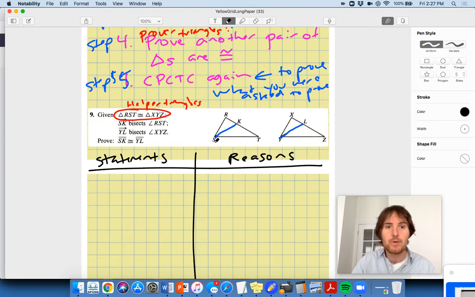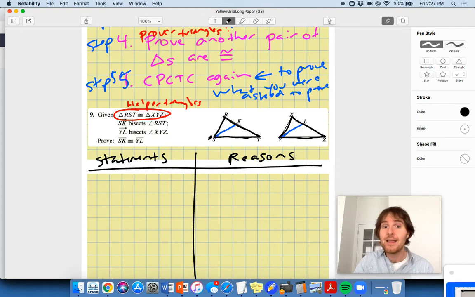So by a chain of reasoning, given these as premises, this larger triangle here, RST, congruent to this larger triangle right here, XYZ, that's going to be a helper triangle to us eventually proving that these things in blue are congruent, right? That's this here, SK. Segment SK is congruent to segment YL. Do we know that through CPCTC yet?